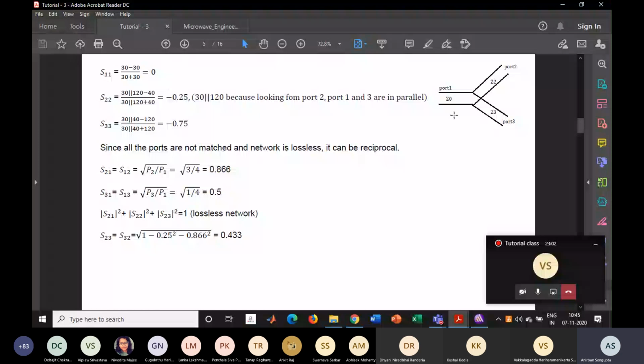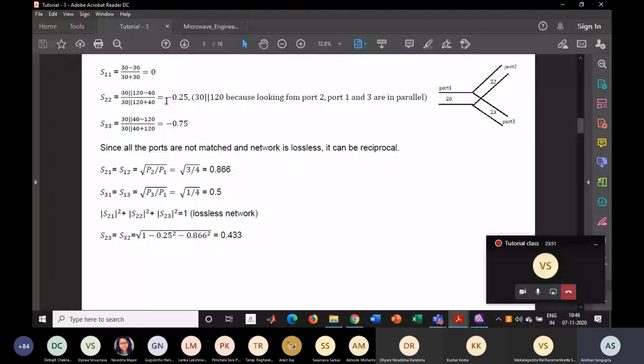Now coming to S22. If I see from port 2 towards the junction of these two ports, we will see that the port 1 line and port 3 line will be in parallel. So the 30 ohm line and 120 ohm line are in parallel. For that case, ZL will be 30 parallel 120, and Z0 is Z2, that is 40 ohm. Then from ZL minus Z0 by ZL plus Z0, we will find that S22 is minus 0.25.